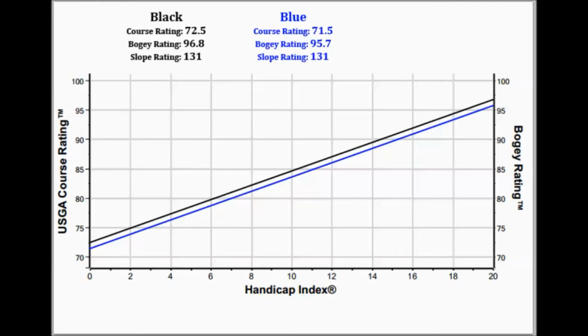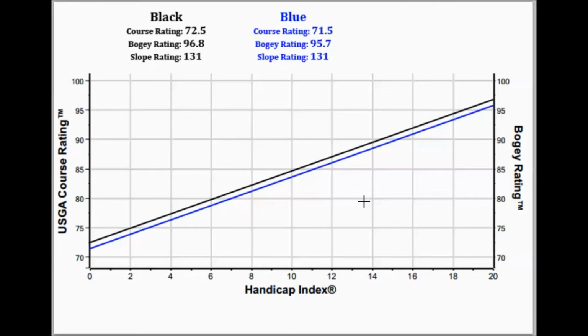The difference between those two is 24.2, while the difference between the blacks was 24.3. It does come out on the formula to both be a slope rating of 131, but as you can see on the graph, these two lines run parallel to each other. So now you ask yourself the question, which of these two courses is more difficult? Because they're both a slope rating of 131.